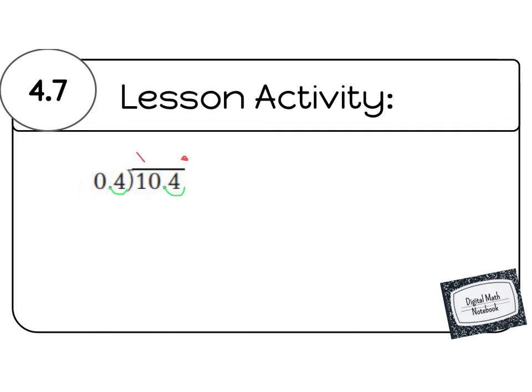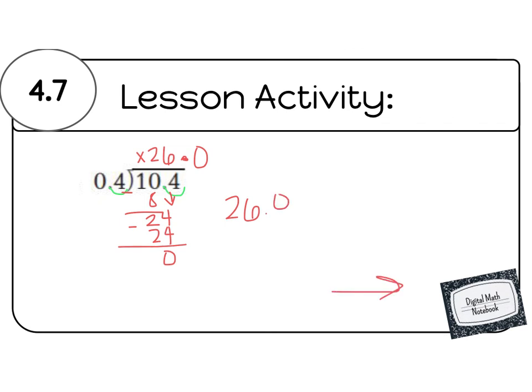4 doesn't go into 1, but it does go into 10. 4 goes into 10 2 times, which is 8. Subtract and we're left over with 2. Then we bring down the 4. 4 goes into 24 6 times, which is 24 evenly, no remainder. And we could put a 0 at the end. We know our answer is 26 or 26.0. Please pause to type your answer into your digital math notebook now.